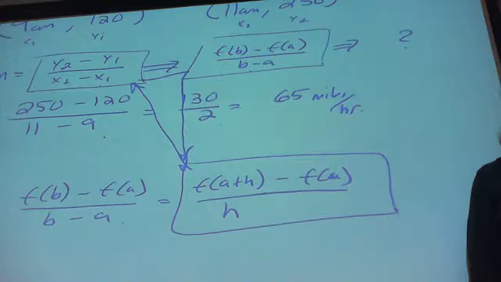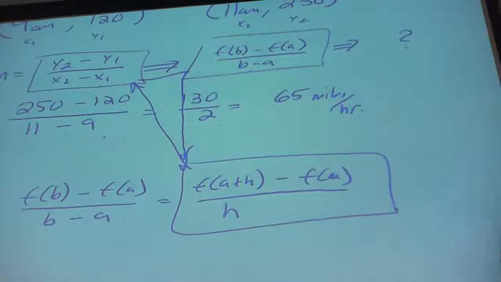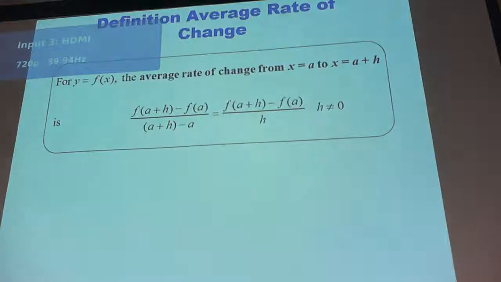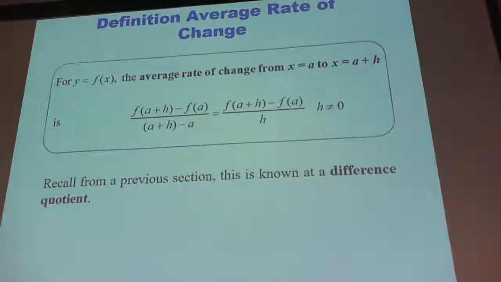And how does slope work? Starting, ending, find the difference, and you got your slope. Okay? So this is where everything begins. F of A plus H minus f of A over H. That's the average rate of change. Okay? Previous section, we called it the difference quotient.